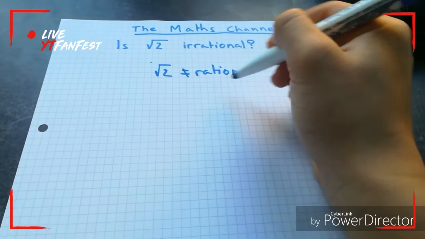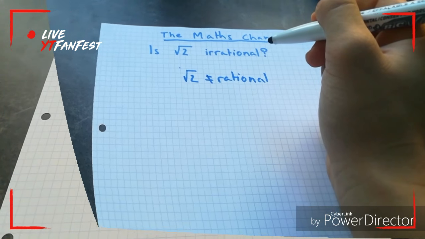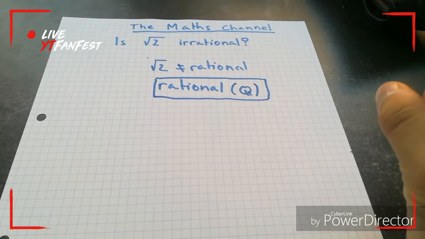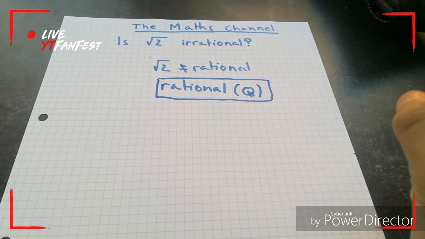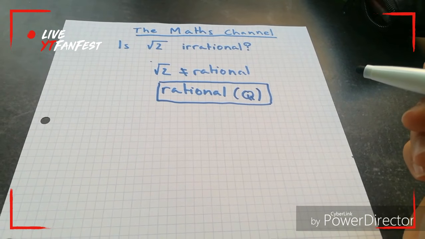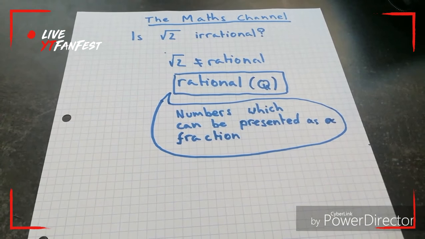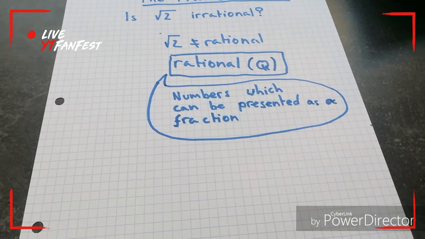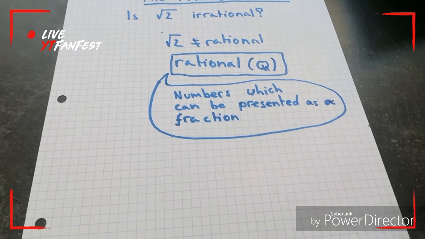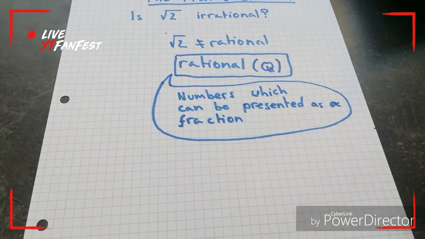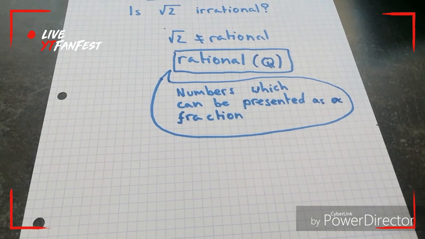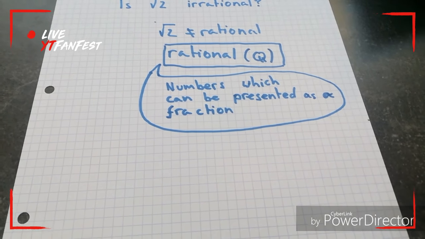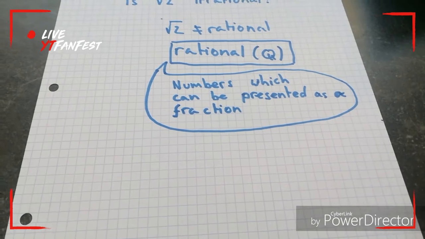But what is rational? Well, rational numbers can be defined as numbers which can be presented as a fraction. For example, 2 is rational because it can be presented as 2 over 1, or 1/2, 1 over 2.